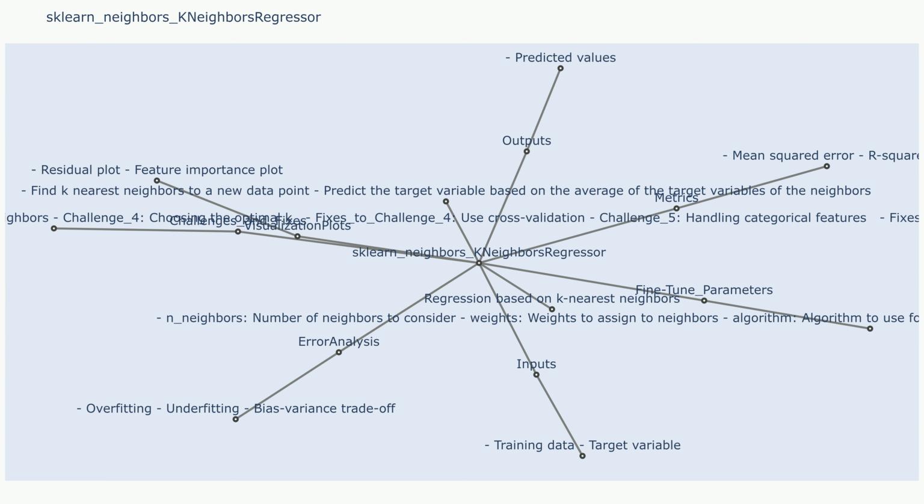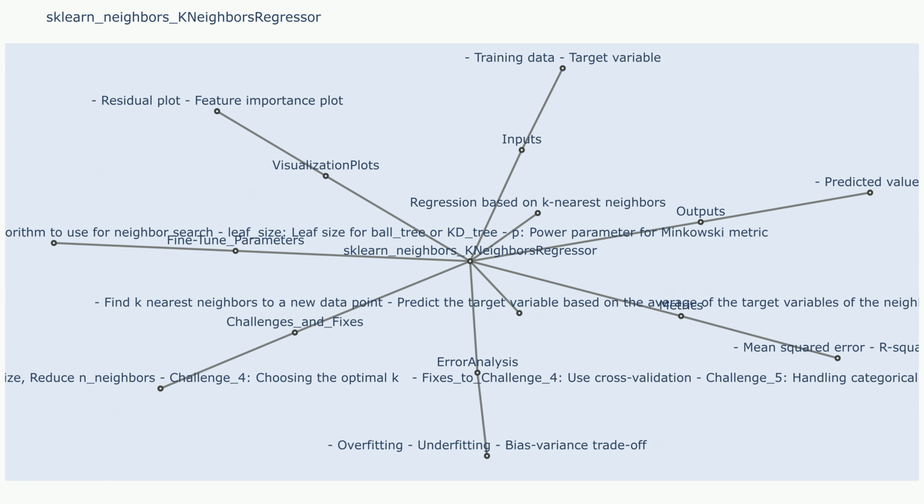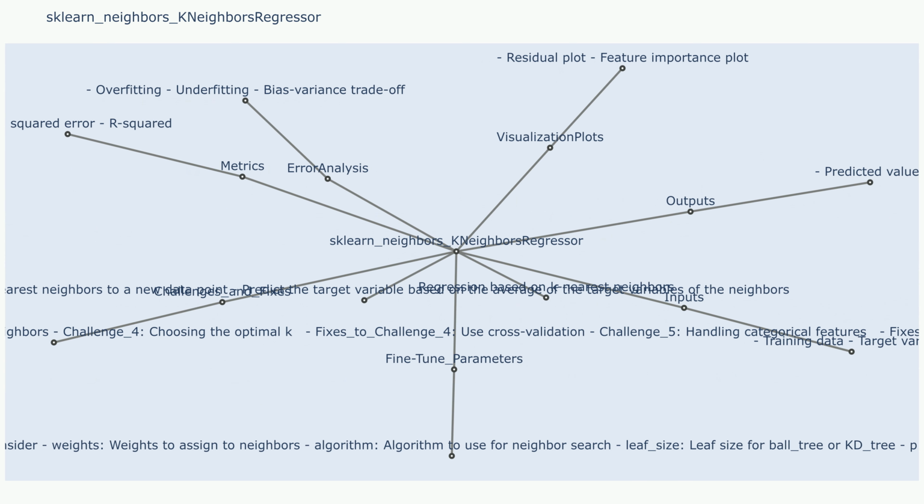Challenges and fixes. Challenge 1. Overfitting. The model can overfit to the training data, leading to poor performance on unseen data. Sample use case. Using a small value for n neighbors or a complex distance metric may cause overfitting. Fixes. Increase n neighbors to smooth out predictions. Use a simpler distance metric, such as Euclidean distance. Employ techniques like cross-validation to assess model performance on unseen data and avoid overfitting.